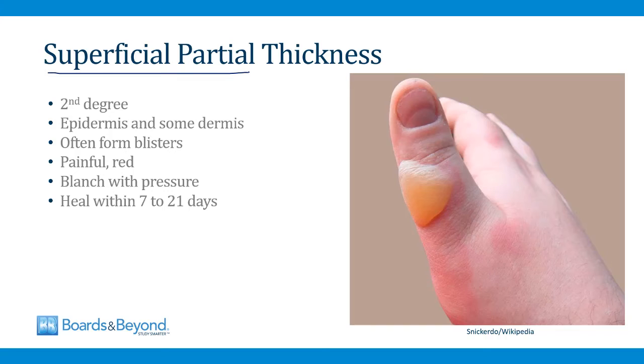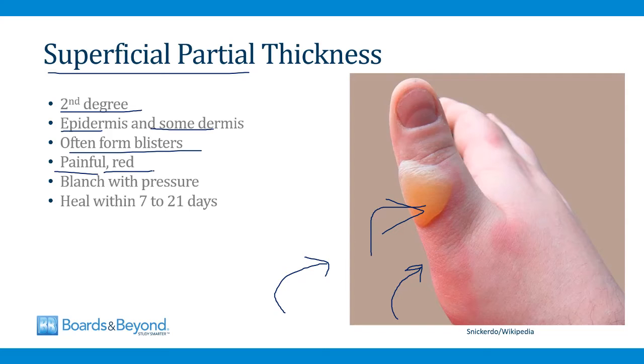Superficial partial thickness burns are what used to be called second degree burns in the old system. They involve the epidermis and some of the dermis. And what makes these types of burns distinct from the superficial burns is that they often form blisters. This is a picture of one on the screen here. You can see the red burn down here, which is a superficial burn, but then you've got a blister here, and that makes this a superficial partial thickness burn. These burns are painful, they're red, they blanch with pressure just like the superficial burns. It's really the blisters that make them distinct. And these take a longer time to heal than superficial burns, usually about 7 to 21 days.